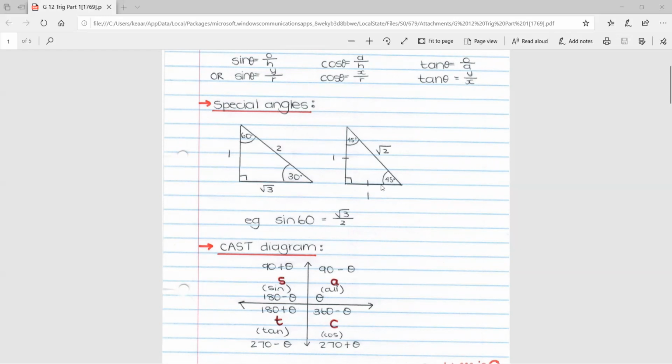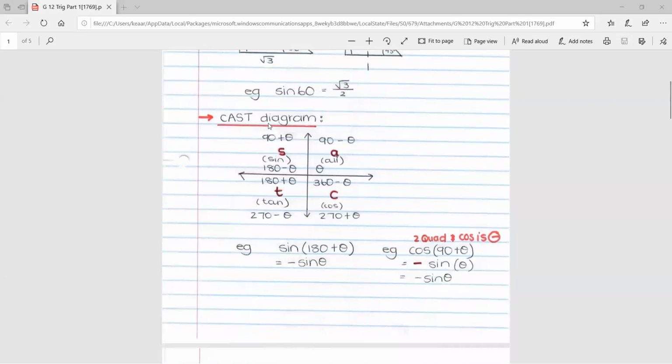There's another triangle, which is the 45 degree triangle, which is 1, 1, root 2. And for example, if they gave you sine 45, you would need to do opposite, which is 1, over hypotenuse, which is root 2.